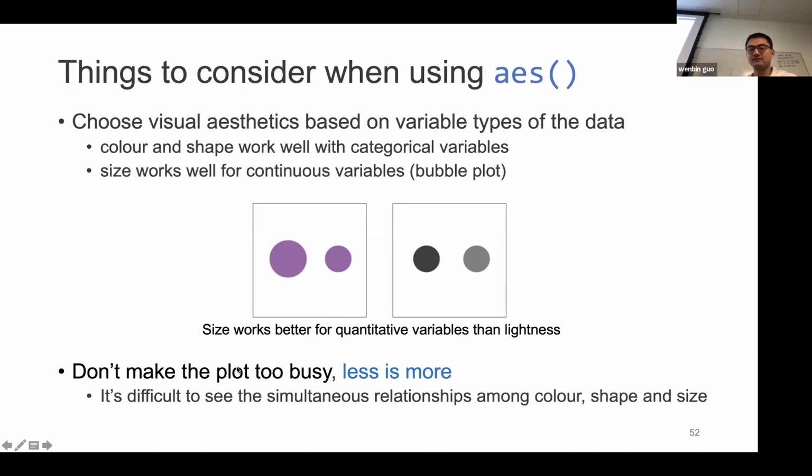And also, don't make the plot too busy. Sometimes we want to map a single variable to the color, to the shape, and to the size. Basically, this way you are diluting the signal. You are making it too busy, and making the plots easier to distract people, so they don't really get the message. So this is just a simple rule: less is more. Only use the aesthetics when it's necessary, when it's really helpful. So I think that's it for the slides.